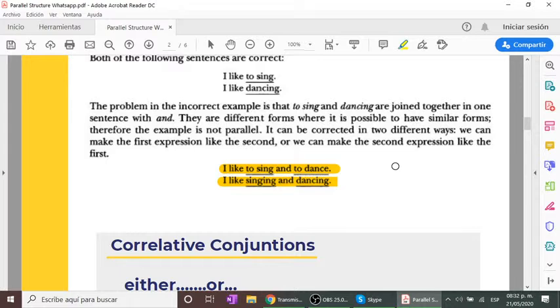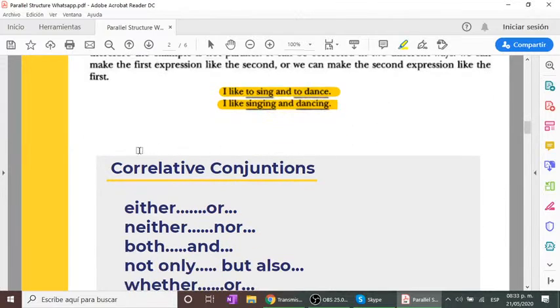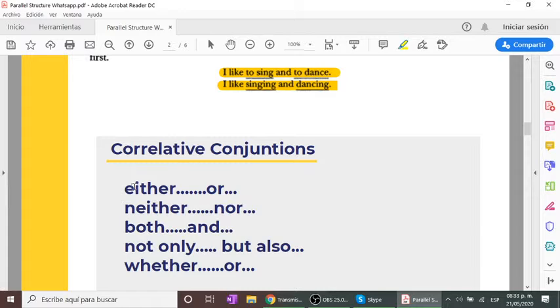Both have to be gerund, singing and dancing. Okay, yeah. Thank you, teacher. Here we have other examples of conjunctions or words that need to have the same structure. This is like a list.